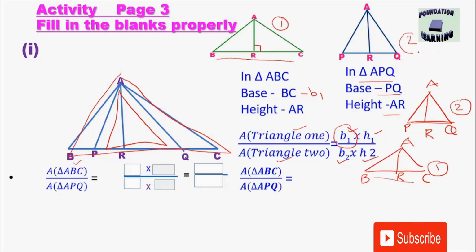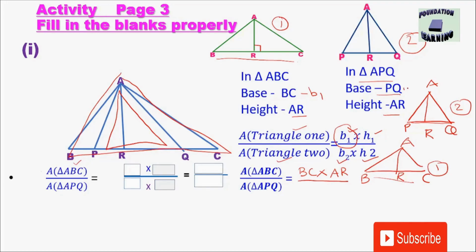You can look at the neat figure or you can look at my drawing. So here, what is the base 1? The base 1 is BC. So we will write here BC into height 1. What is height 1? Height is the height of ABC, which is AR. So we will write here AR upon B2 into H2. B2 means base of the second triangle.